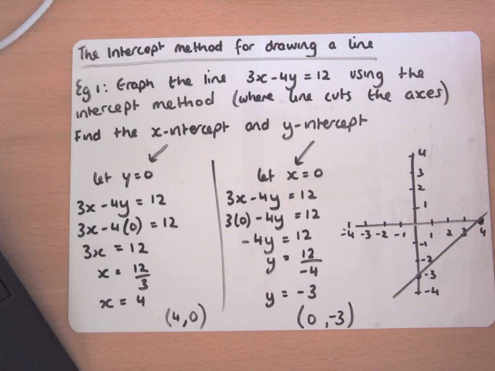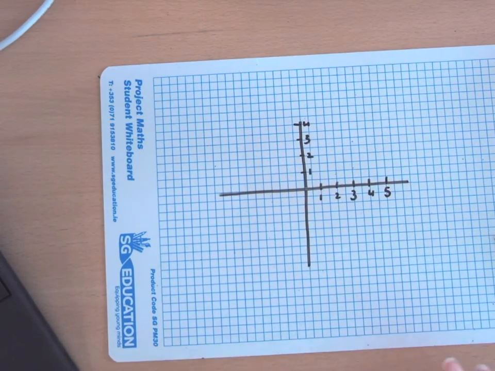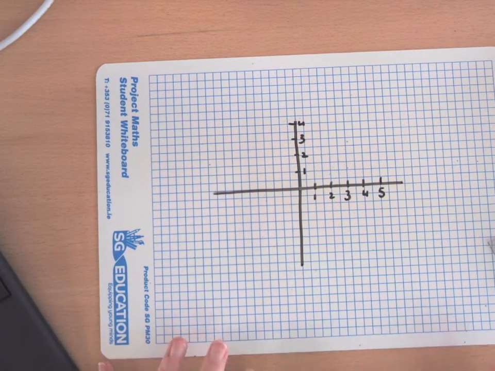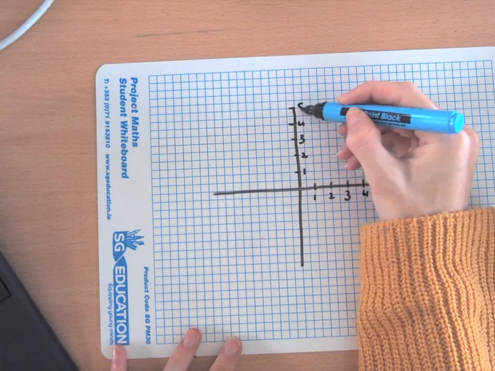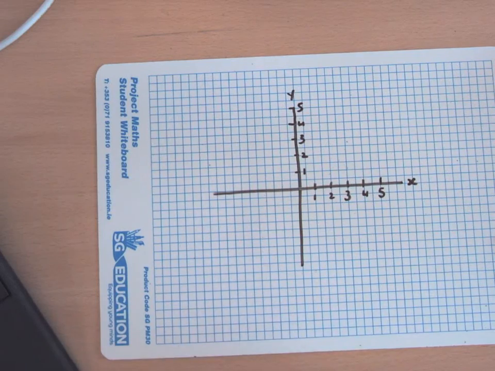Okay, can I get rid of the board? Okay, so just 2 other very quick things I want you to have a look at. So I've just drawn myself an x and a y axis just very quickly, okay?